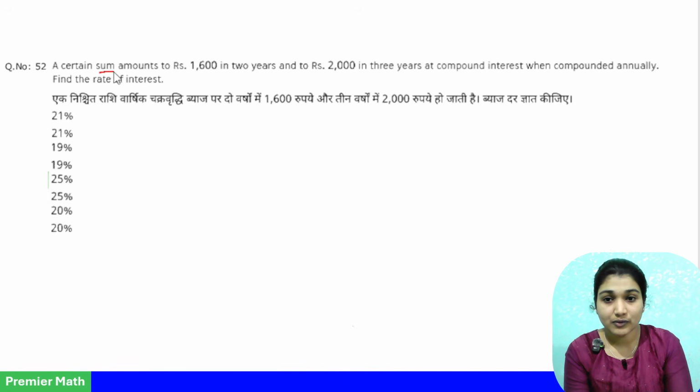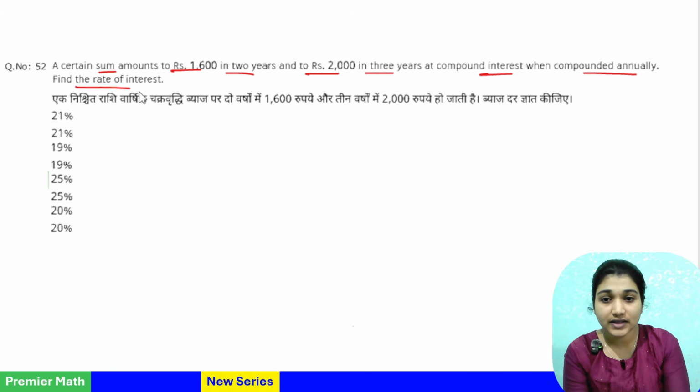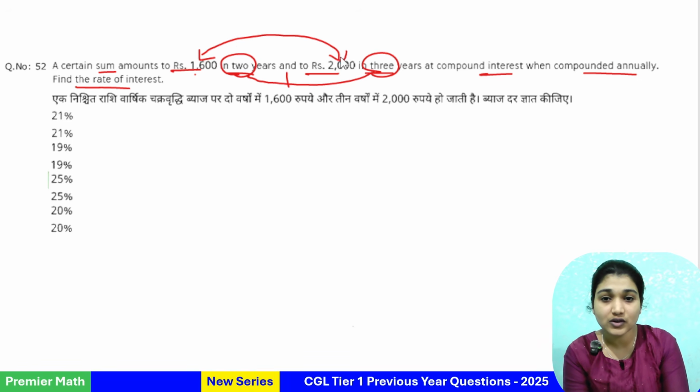A certain sum amounts to rupees 1600 in 2 years and to rupees 2000 in 3 years at compound interest when compounded annually. Find the rate of interest. Here this is the 2 years sum and this is the 3 years sum. So the difference between 3 and 2 years is 1 year. So take the difference between these amounts, which is 2000 minus 1600, equal to 400.